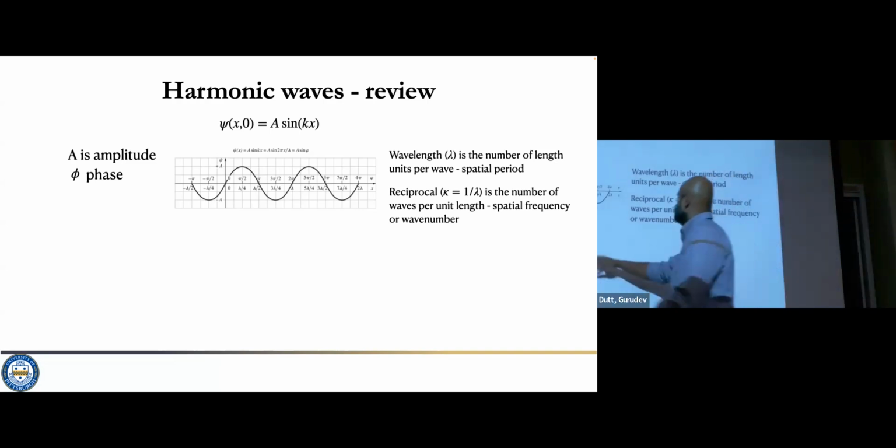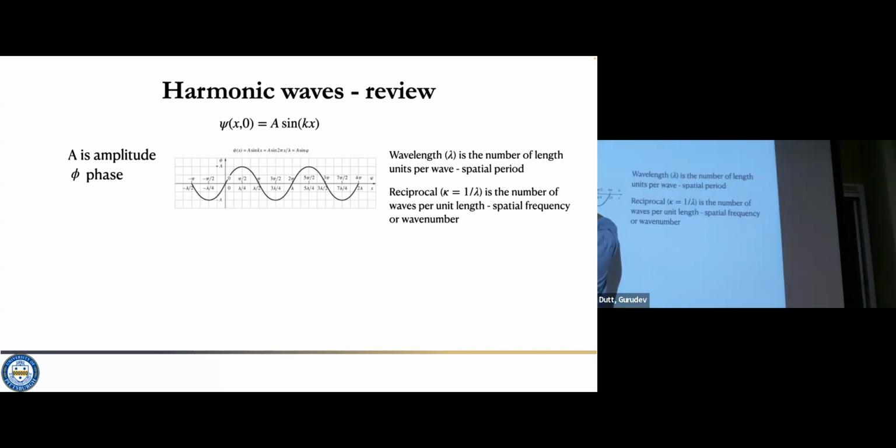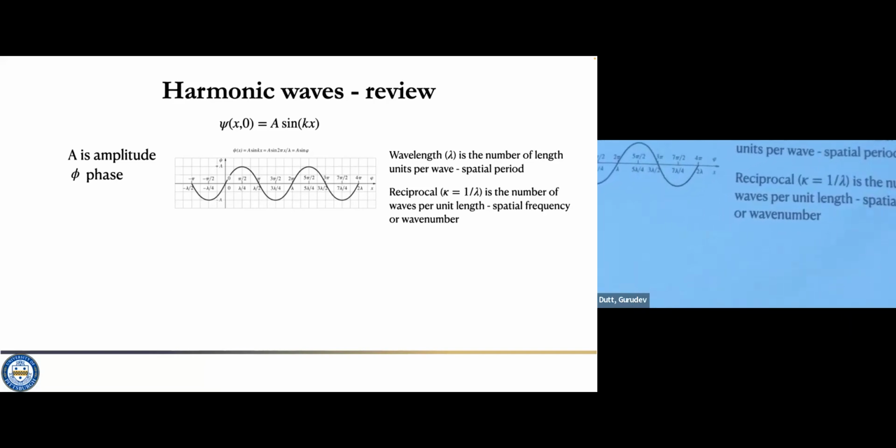But essentially the spacing between any 2 units like this is lambda. Similarly, between any 2 maxima, that's probably a little easier to see now, over here is lambda, and similarly between any 2 minima is also lambda, the wavelength.